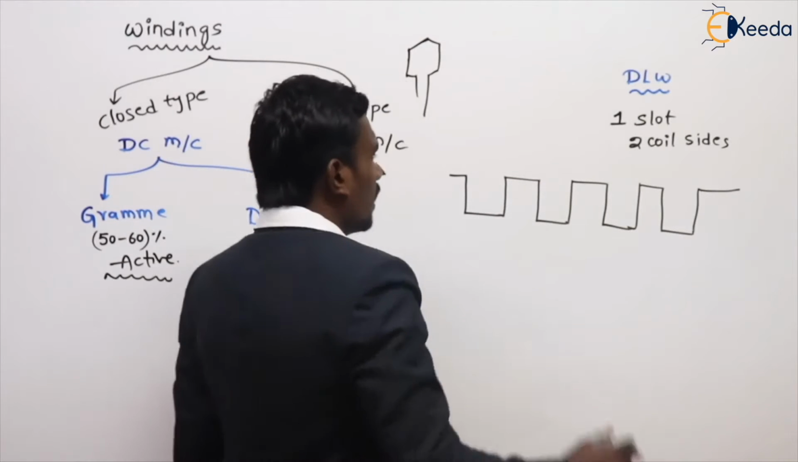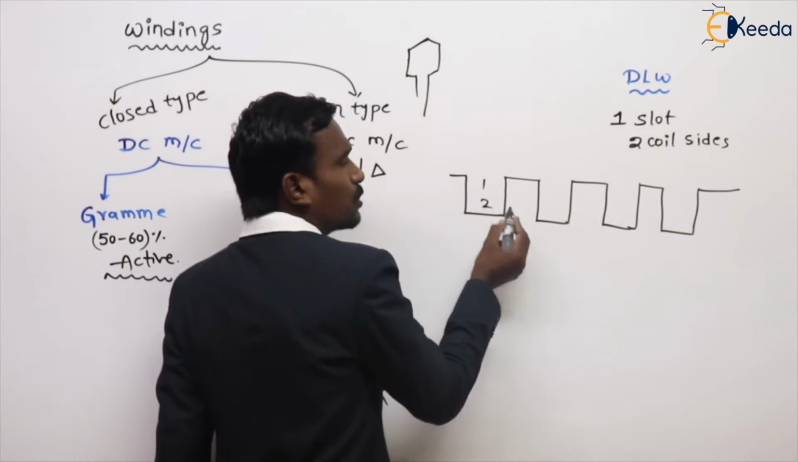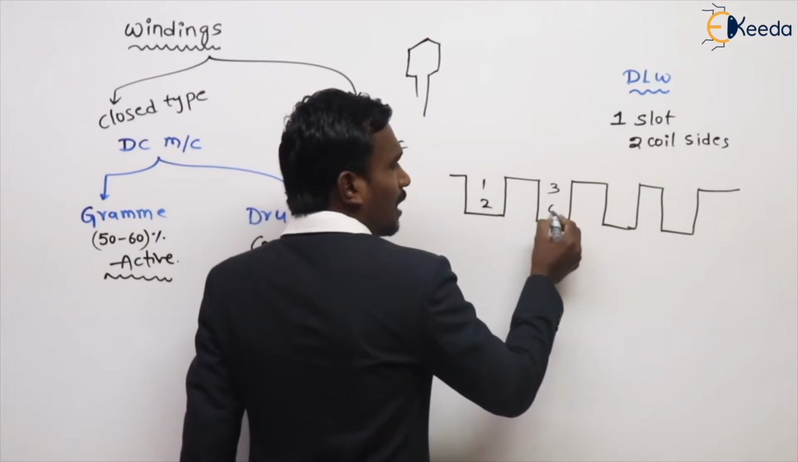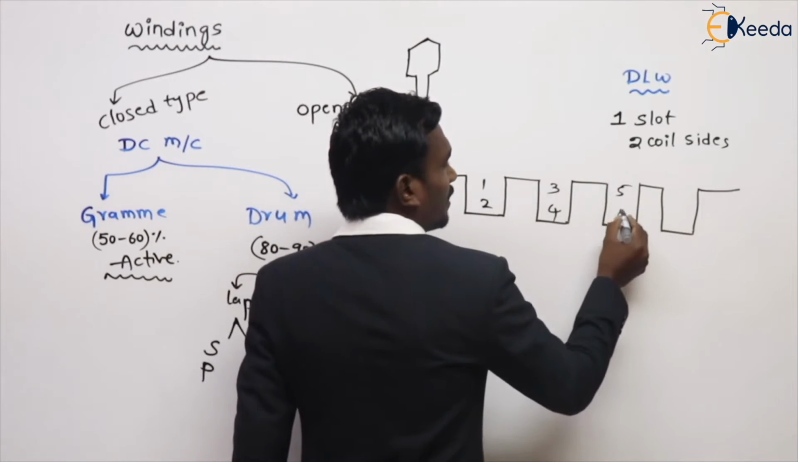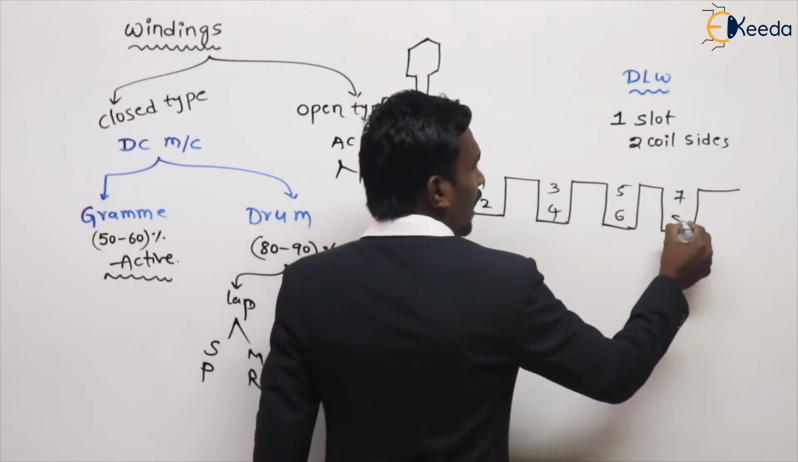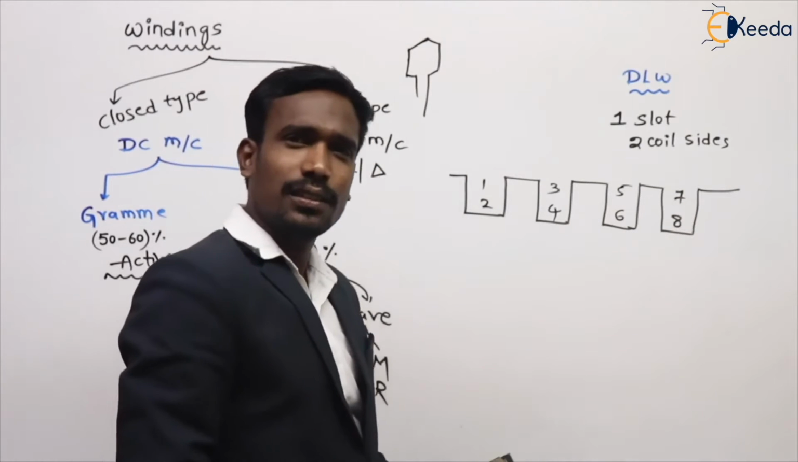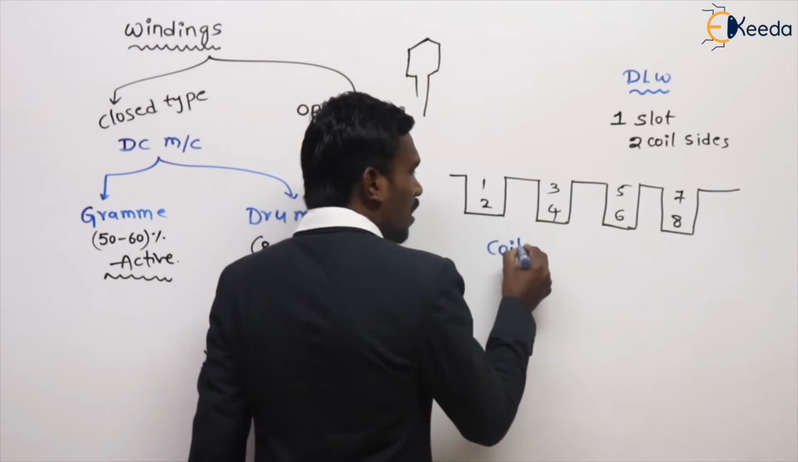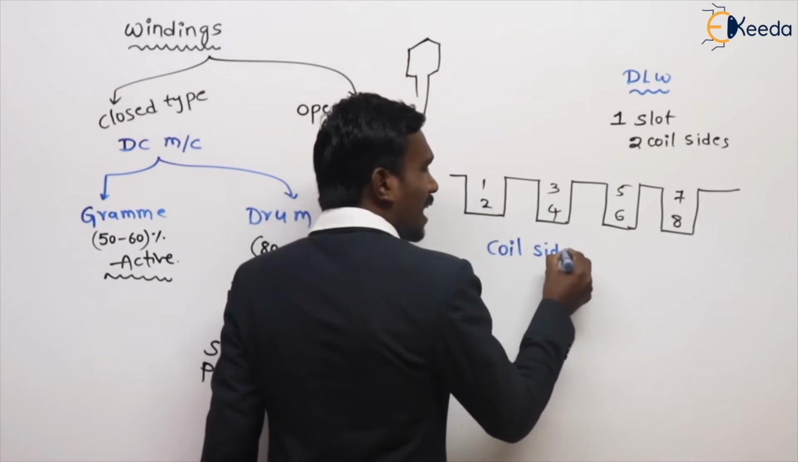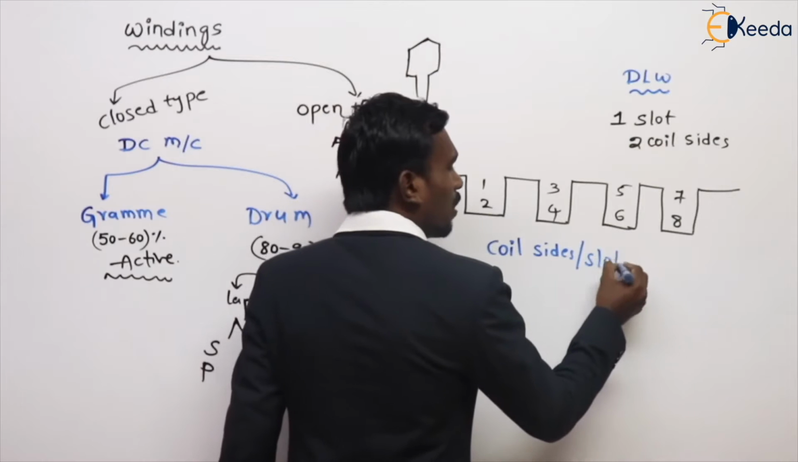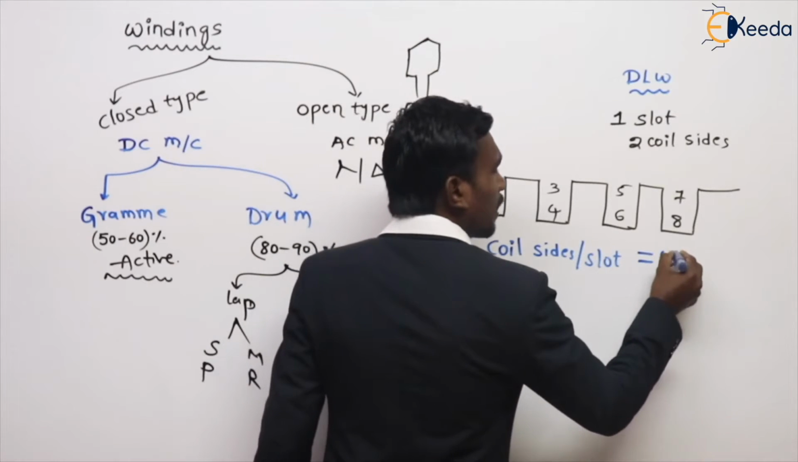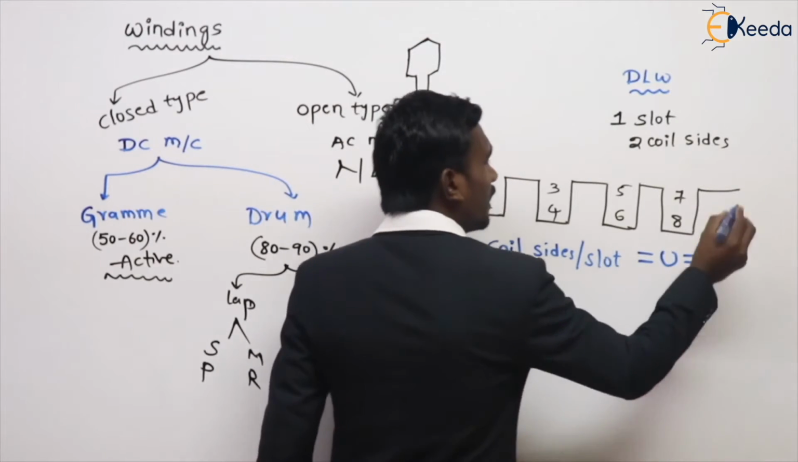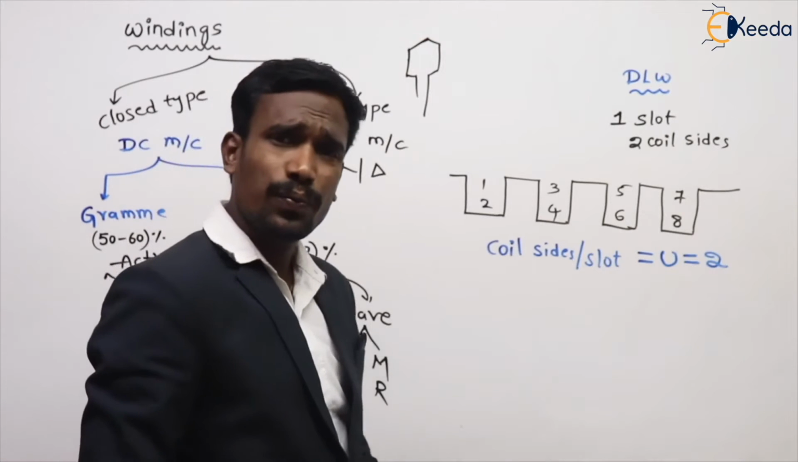In this I have 2 coil sides. And in this I have 2 coil sides. So coil sides per slot. Coil sides per slot is equal to how much? This is represented with U, that is equal to 2.